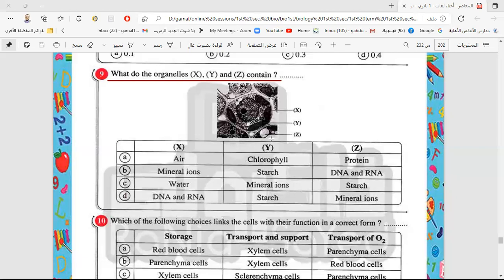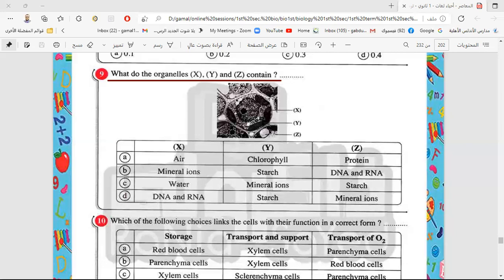Okay. Let's try to say again. X represents what? Nucleus. Okay, it may have DNA and RNA. DNA and RNA, of course. And Y, this may be a vacuole, or maybe the cytoplasm, it may contain starch. Yes. And Z contains mineral ions. Maybe it has some water and mineral salts in this vacuole.